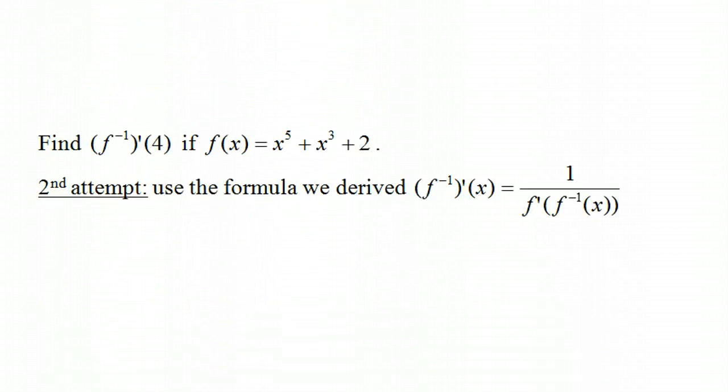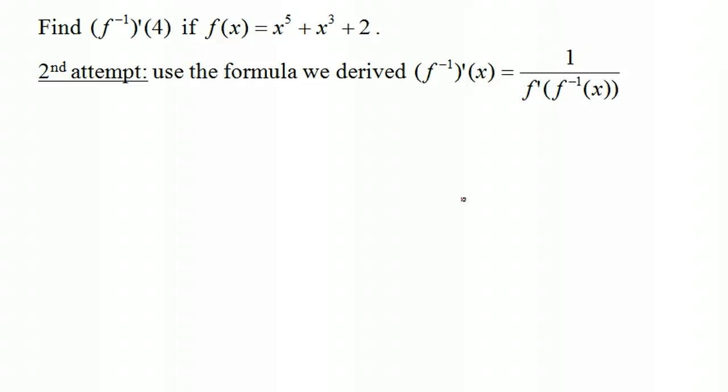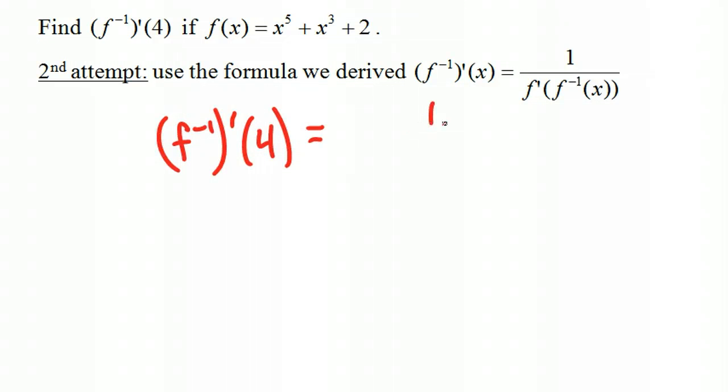So the other way to do this is to use the formula that we derived in the previous section. The derivative of f inverse of x is 1 over f prime of f inverse of x. So if we want to find f inverse prime of 4, we can just plug in 4 into this formula. The formula would then say f inverse prime of 4 is equal to 1 over f prime of f inverse of 4.